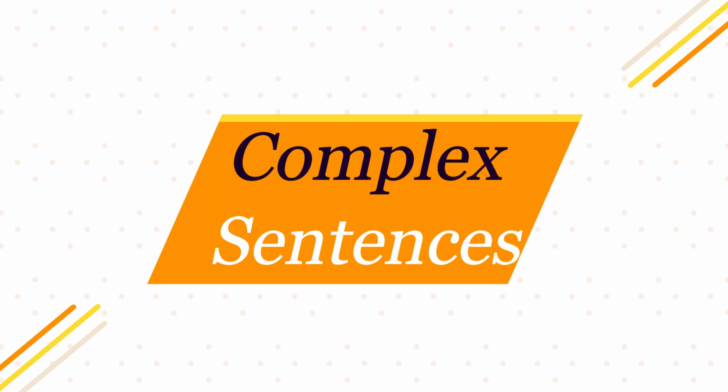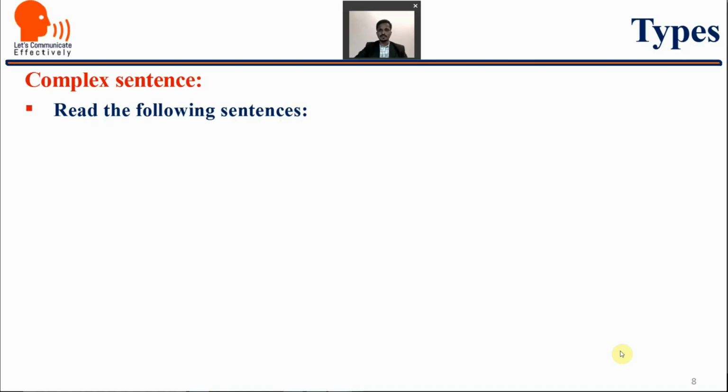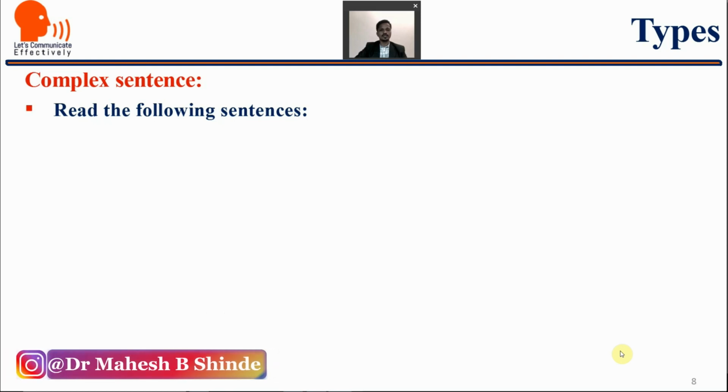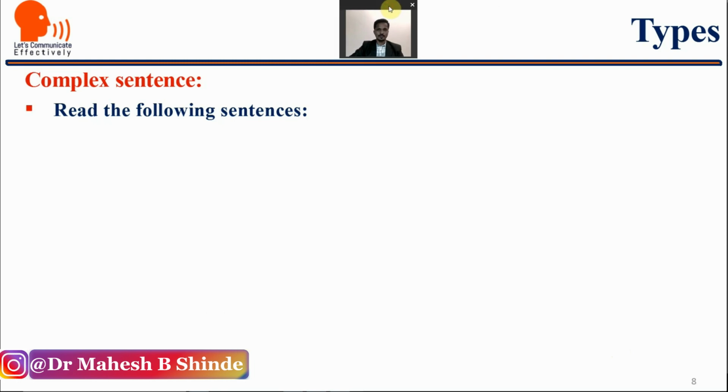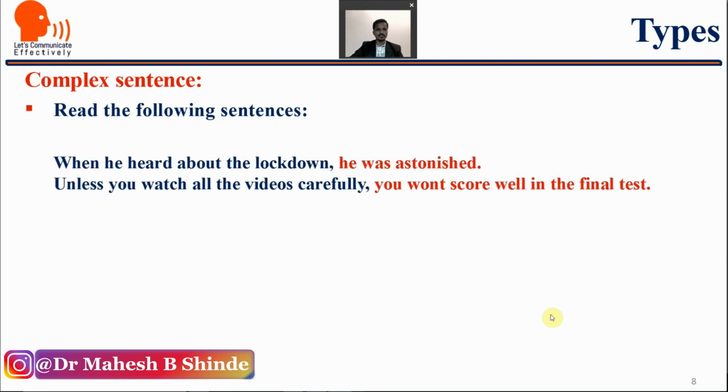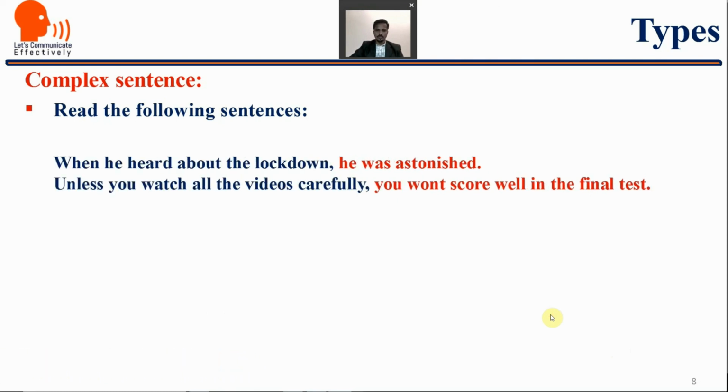Let us move to complex sentences. Again, instead of focusing on more detail, we are going to practice those types of sentences with certain examples when we are doing exercises. Right? Let's move ahead. Complex sentences. Read the following sentences first. When he heard about the lockdown, he was astonished. Unless you watch all the videos carefully, you won't score well in the final test.